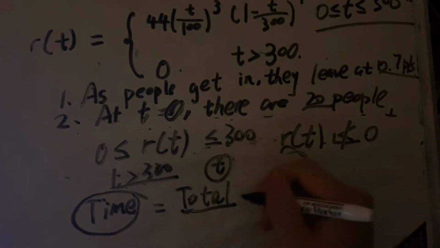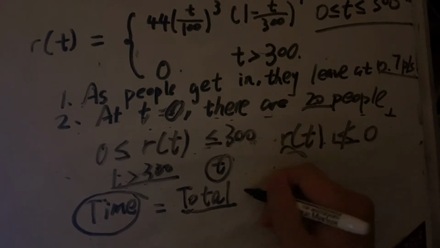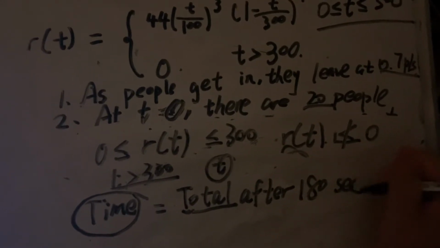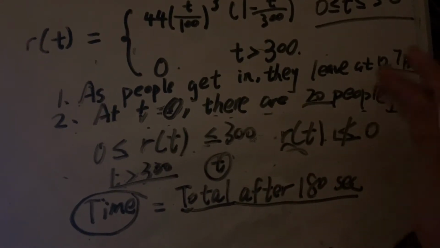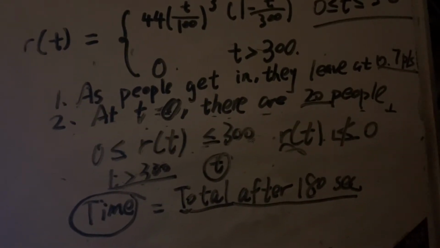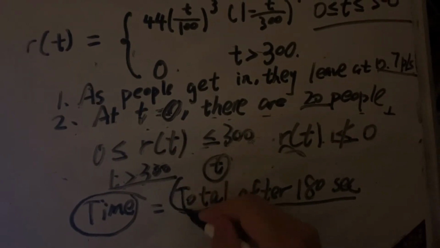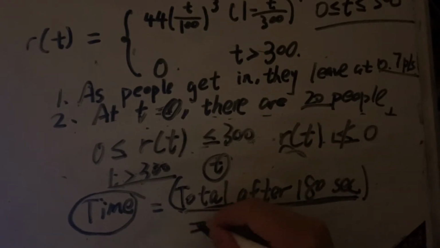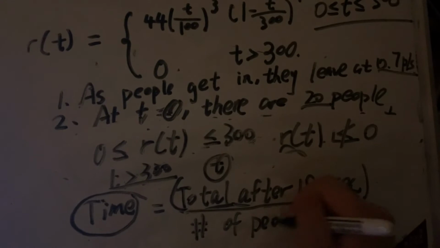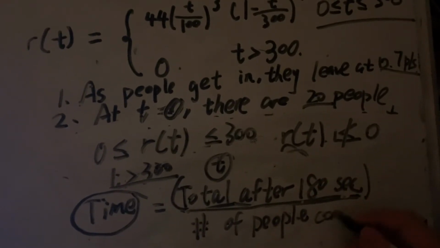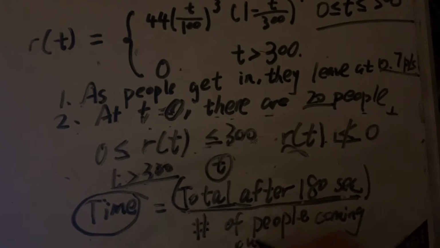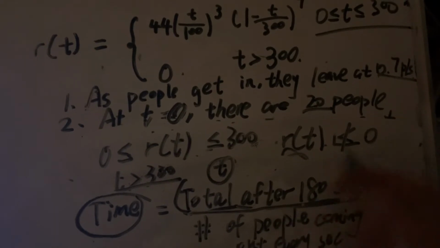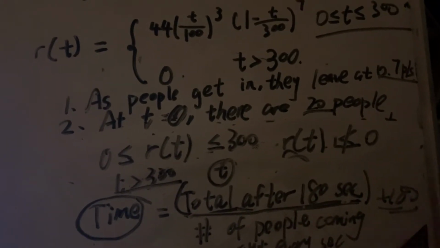The total number of people in the escalator after 180 seconds, divided by the number of people coming out every second, plus 180 seconds. Since we calculate this after 180 seconds, we need to add the 180 seconds back.